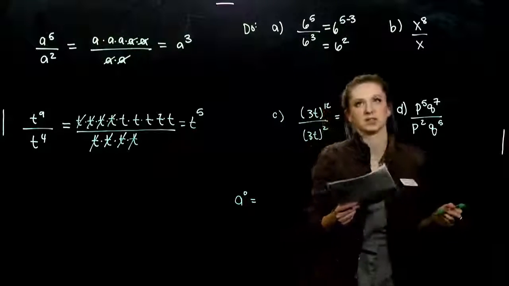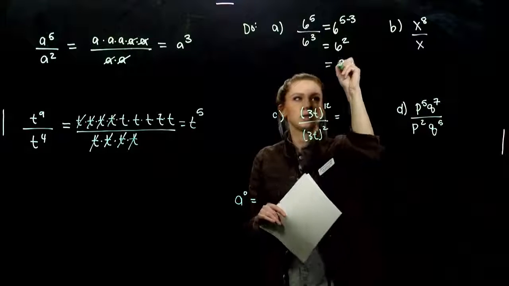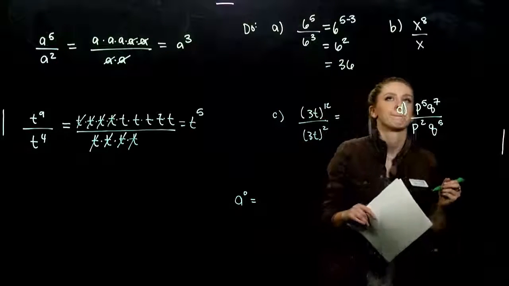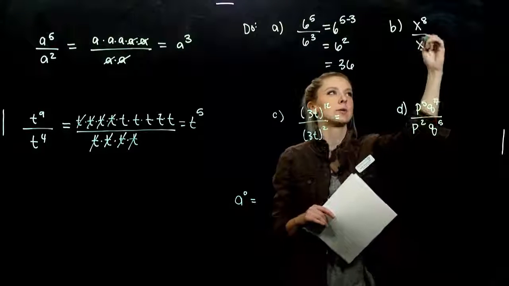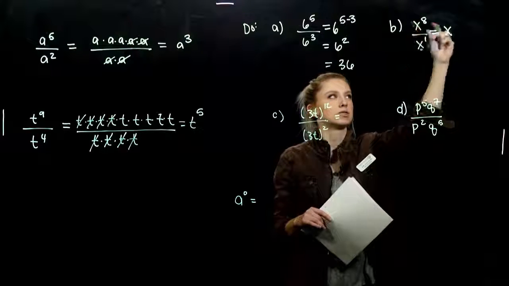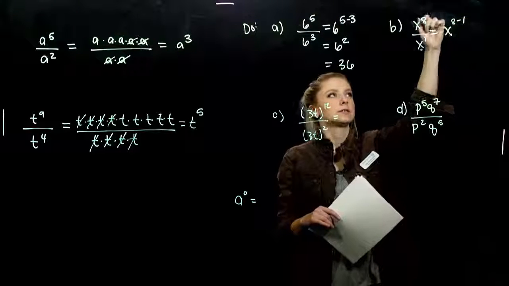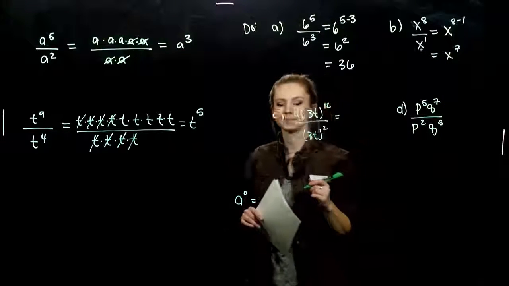Which we could evaluate pretty simply. In the end, 6 times 6 is 36. Might as well. Why not? And for part B, again, what is our power on x here? Unspoken 1. We have the same base in division. So we look at the difference, top minus the bottom. I've got 7 factors of x.